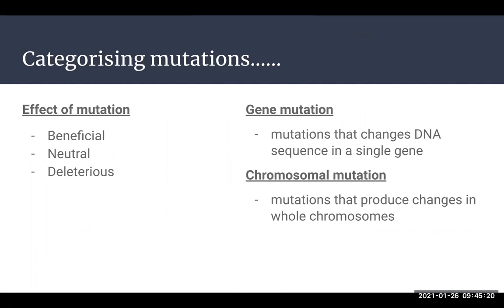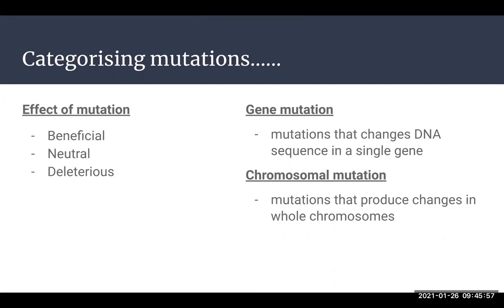For example, we could classify mutation in terms of the effect. Then it will fall into 3 major categories. It's a beneficial mutation, or a neutral mutation, or a deleterious mutation. So that looks at the effect of mutation alone. However, if you want to look at where the mutation is actually happening, or how big the scale is, you can categorize it into gene mutation or chromosomal mutation.